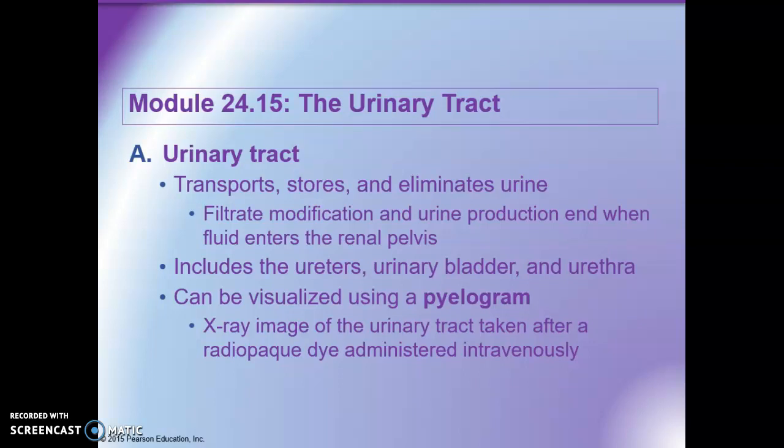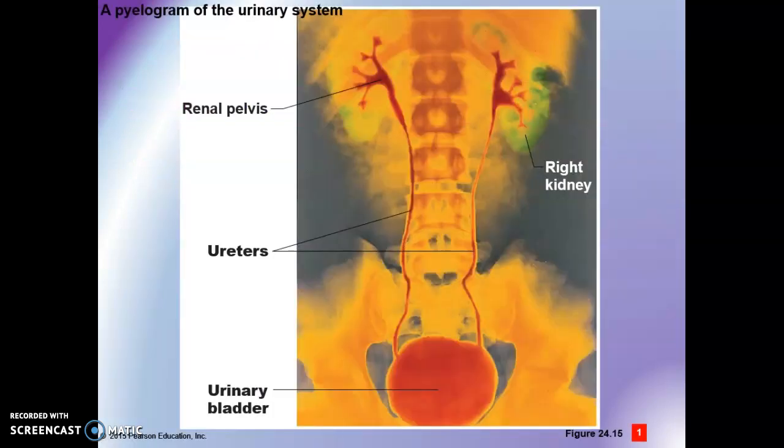The urinary tract transports, stores, and eliminates urine. The filtrate modification and urine production end when the fluid enters the renal pelvis. The tract includes the ureters, urinary bladder, and urethra, and can be visualized using a pyelogram, an X-ray image of the urinary tract taken after a radiopaque dye is administered intravenously.